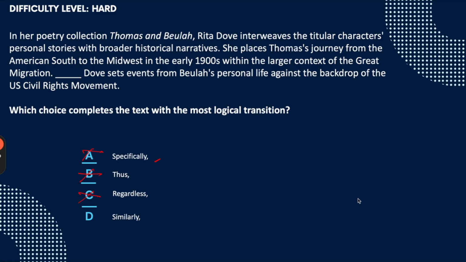It says similarly. This works well because it shows that Dove is making a similar connection between Beulah's life and a broader historical event, just as she did with Thomas. So very clearly D is the correct choice. And again, I hope you understood how to implement the steps or the strategy to this particular question type.